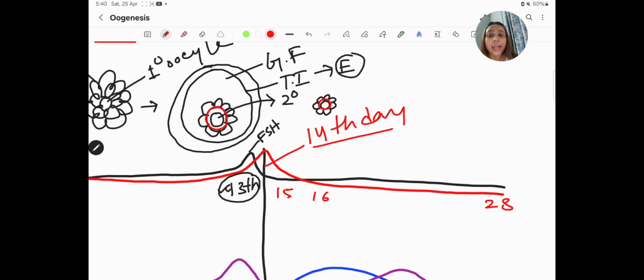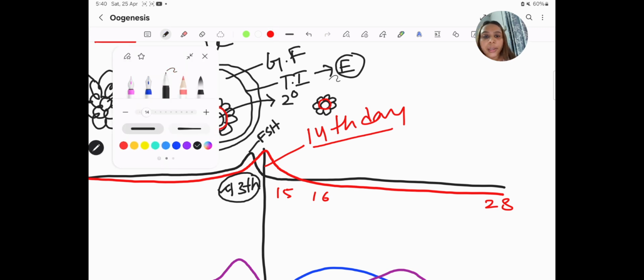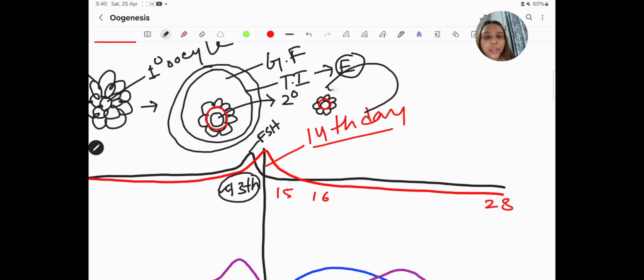Okay, and it leaves the Graafian follicle. So here is the follicle, it left. So this is the 14th day, and on the onset of the 14th day there is the action of luteinizing hormone. That's why we get the LH hormone. The peak level of LH hormone is found on the onset of ovulation, that is on the 14th day.